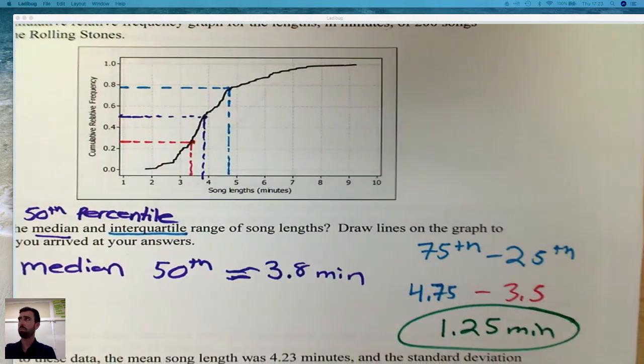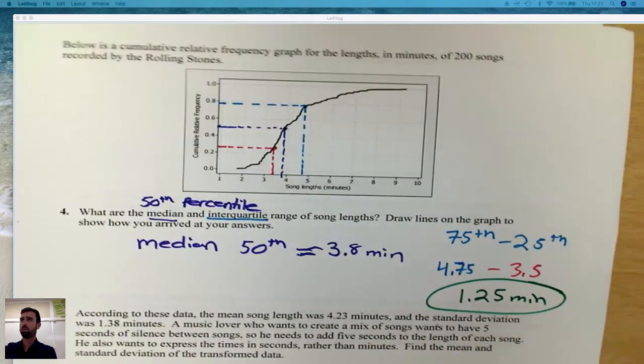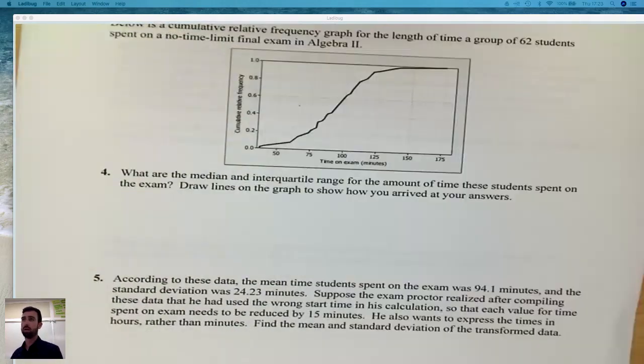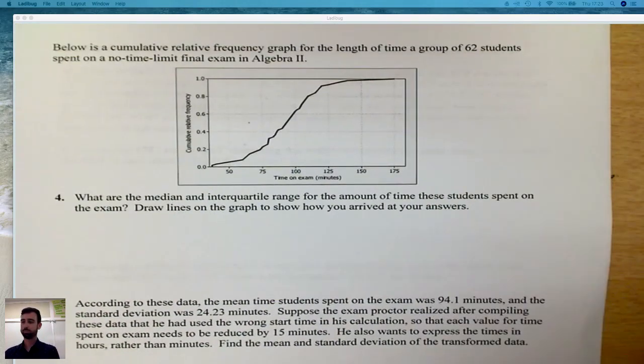So really, really important that we take time to go over relative frequency graphs. I have another one here later at the end of the session. If you want more practice with cumulative relative frequency graphs, just ask the question below. And I have another one right here ready to go. But for now, we'll keep the ball rolling.